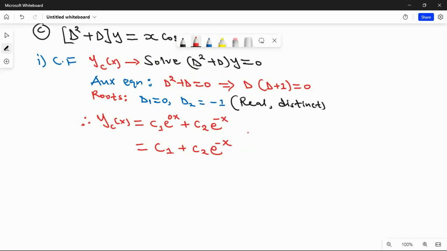Let's get the other solution, the particular integral. So right here, Roman 2, particular integral. This is denoted by y_p of x. And how do we get it? You need to make y the subject of the formula in the ODE in part C. So we divide by D squared plus D. So write 1 over (D squared plus D). This should operate on x cos x.